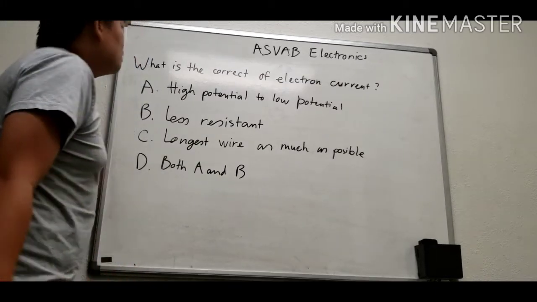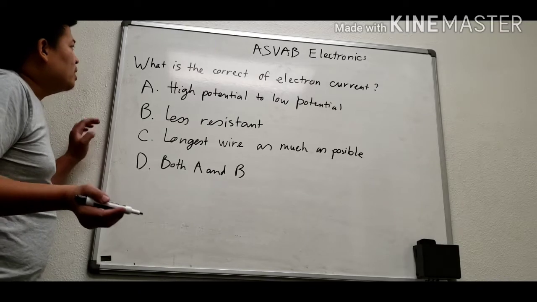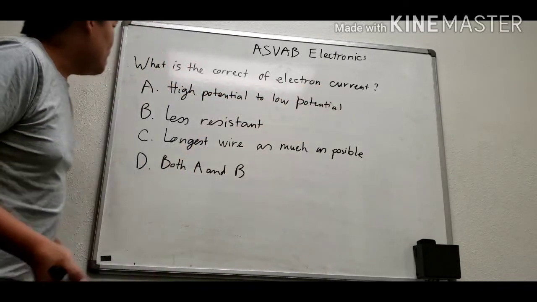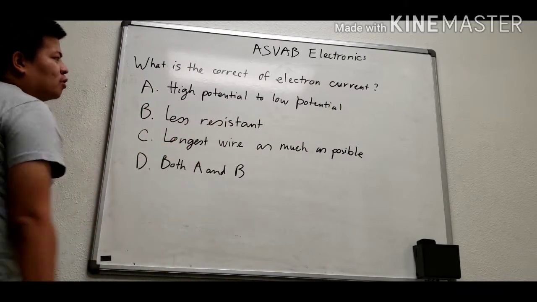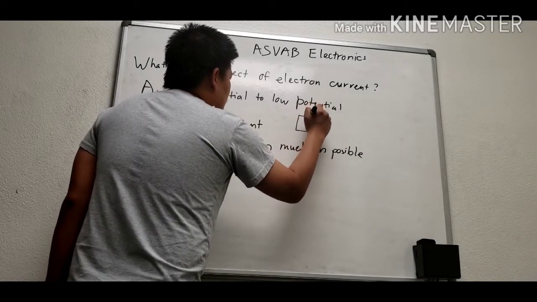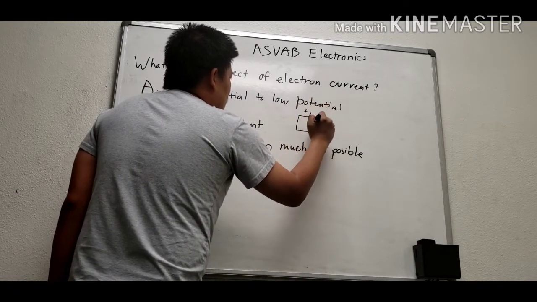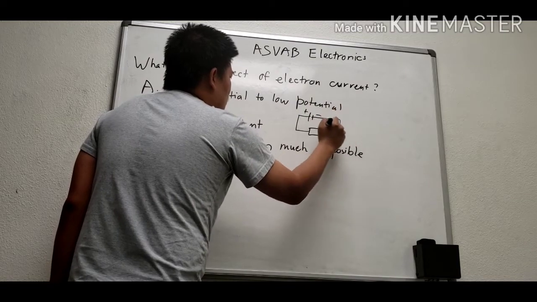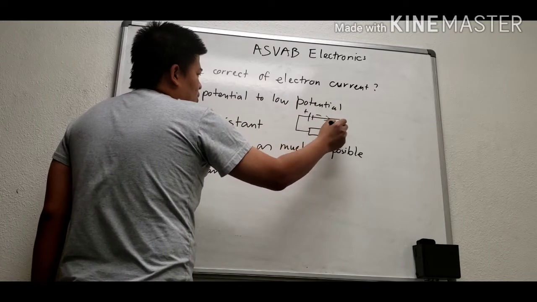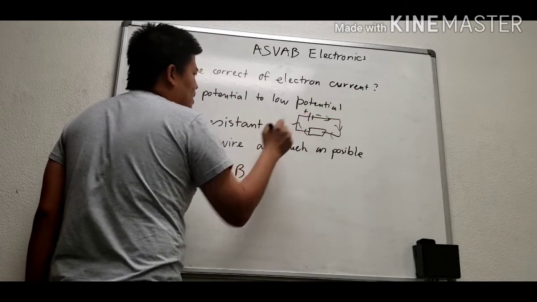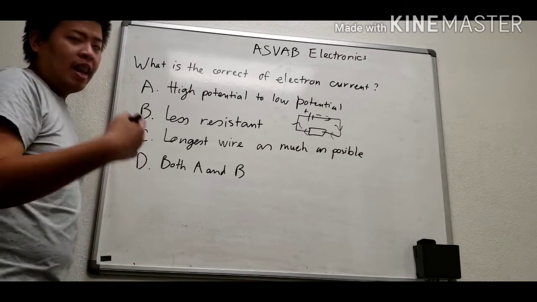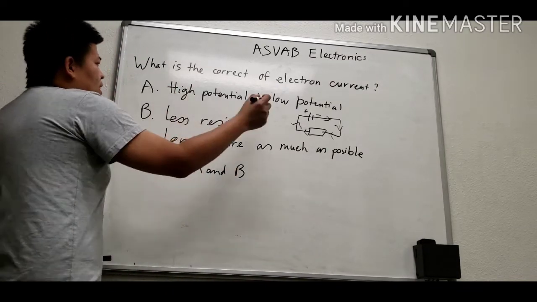The next one, they will provide a question like this. What is the current of electron current? We have A, high potential to the low potential, and we know that the electrons go from the high potential to the low potential because they want to go to the positive terminal, so that they reduce the electron. So A is correct.